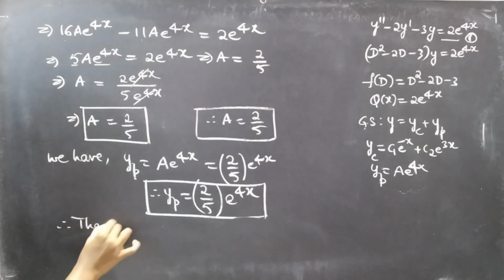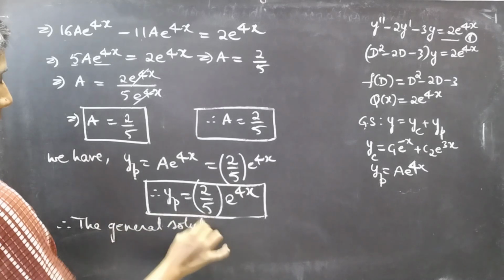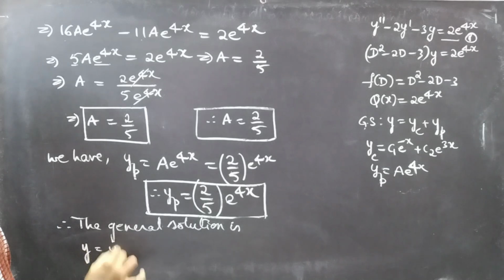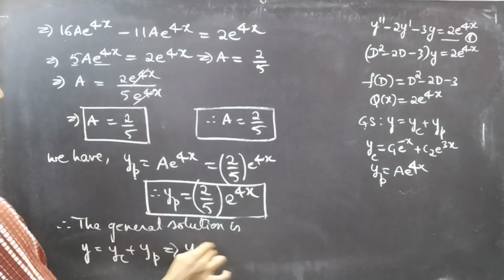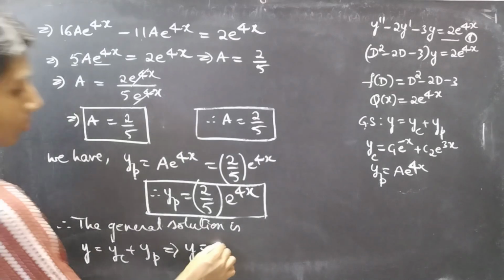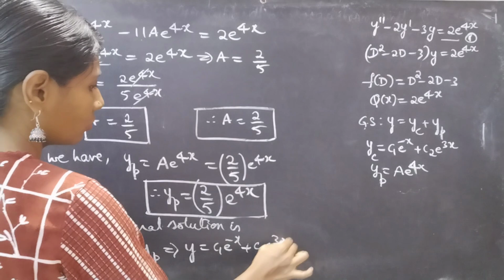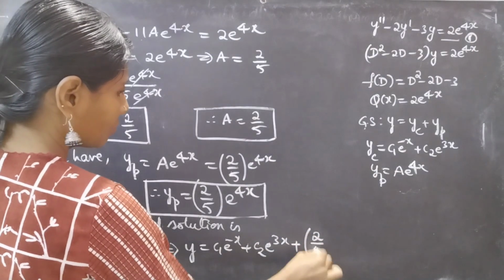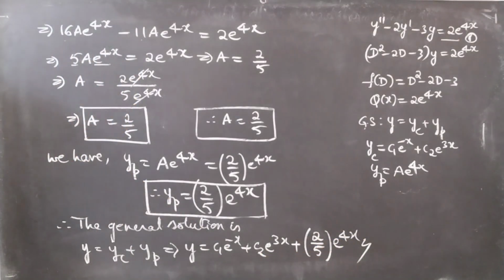Therefore, the general solution is y equal to yc plus yp, right? Then we'll get y equal to c1 e^(-x) plus c2 e^3x plus yp, 2 by 5 e^4x, which is the required solution.